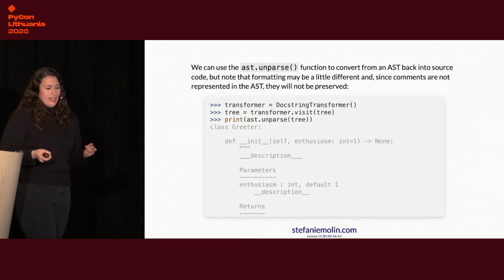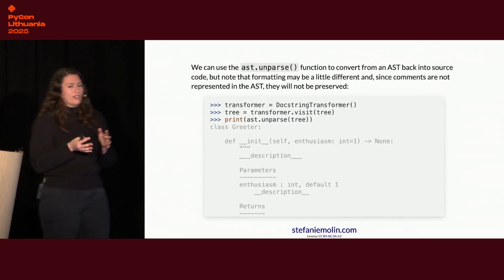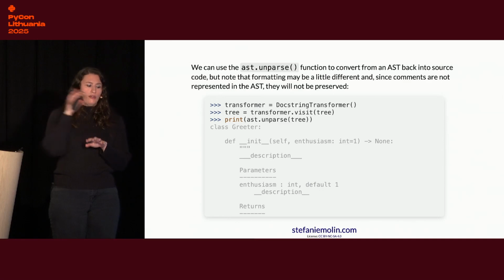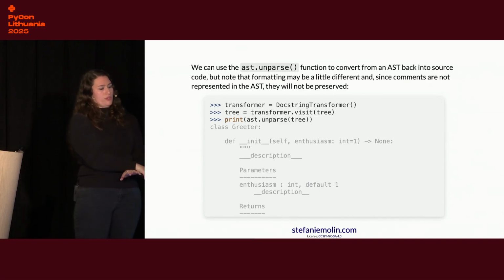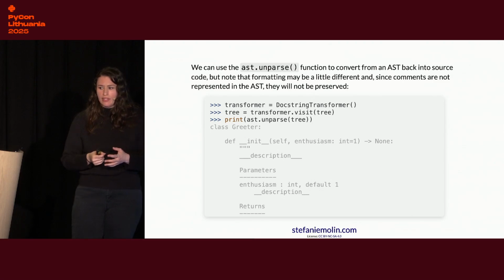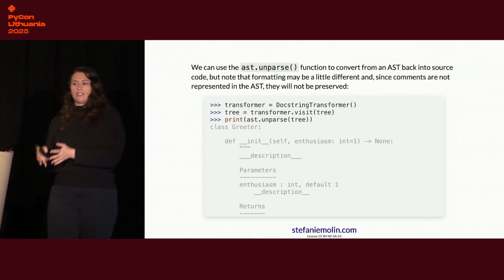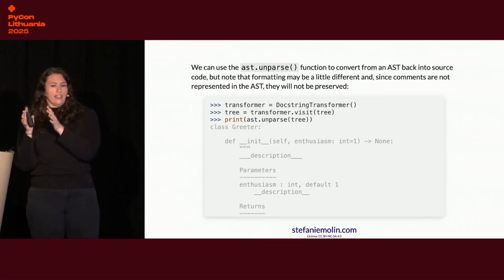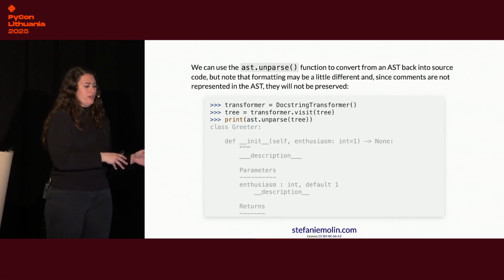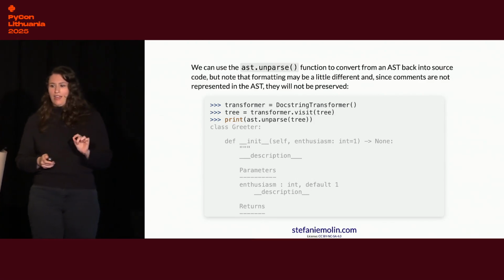So the final thing now is that we would want to take that code that we've injected and convert it back into the AST and convert it back into source code. One way of doing this is, just like we had a parse function that took source code into an AST, the unparse function takes the AST into source code, but with some caveats, okay?